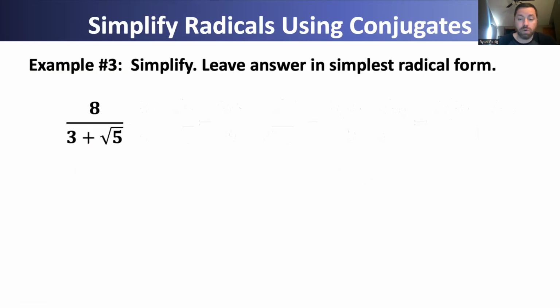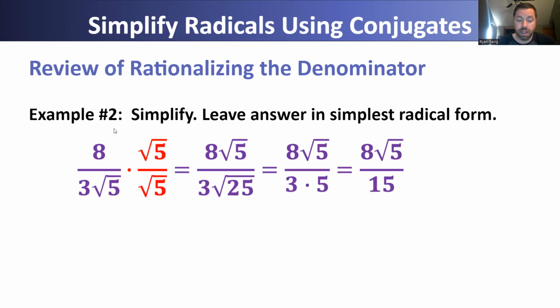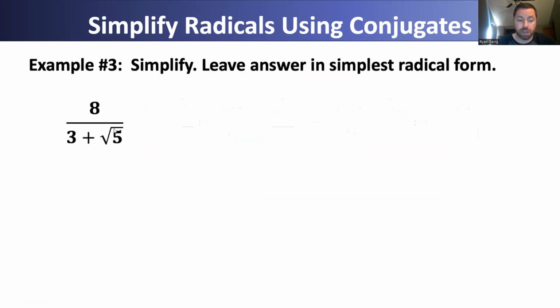Okay, now we're going to do something that's a little different. This looks very much like the last problem. You can see it. The difference is there's a plus between the 3 and the radical 5. Now, if I multiply the top and the bottom by radical 5, what's going to happen is the bottom is going to become 3 radical 5 plus 5, and the radical is not going to be gone. So what we have to do is we actually have to multiply the top and the bottom by the conjugate. So the conjugate of 3 plus radical 5 is 3 minus radical 5.